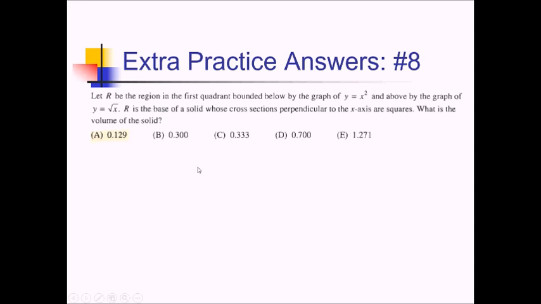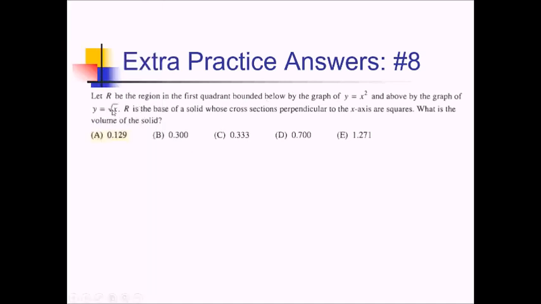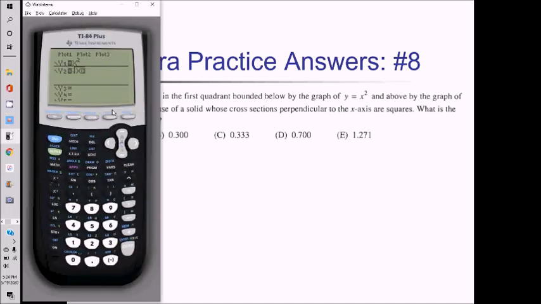Let me start by graphing this out since I am allowed to use a grapher on this. So in y1, I've got my x squared. In y2, I've got the radical x that they were talking about over there. And graphing those out, I'm just going to do zoom 4. These are pretty close together here. So I've got this little sliver of a region in here. And I'll zoom in even more, I think.